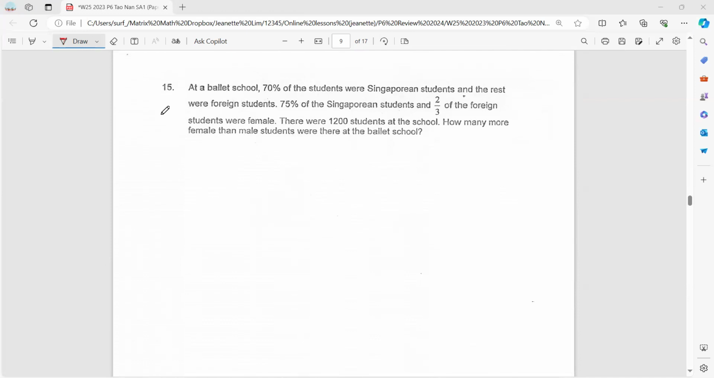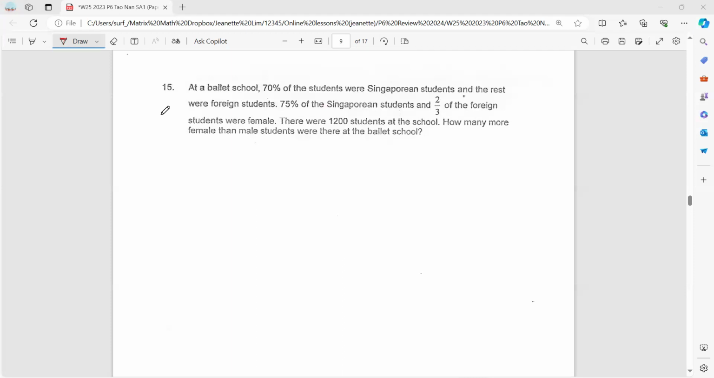Question 15. At a ballet school, 70% of the students were Singaporean students and the rest were foreign students. 75% of the Singaporean students and 2/3 of the foreign students were female. There were 1,200 students at the school. How many more female than male students were there at the ballet school?